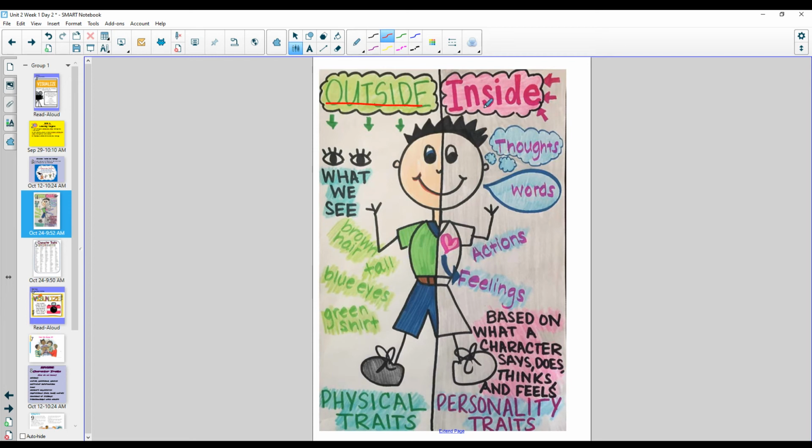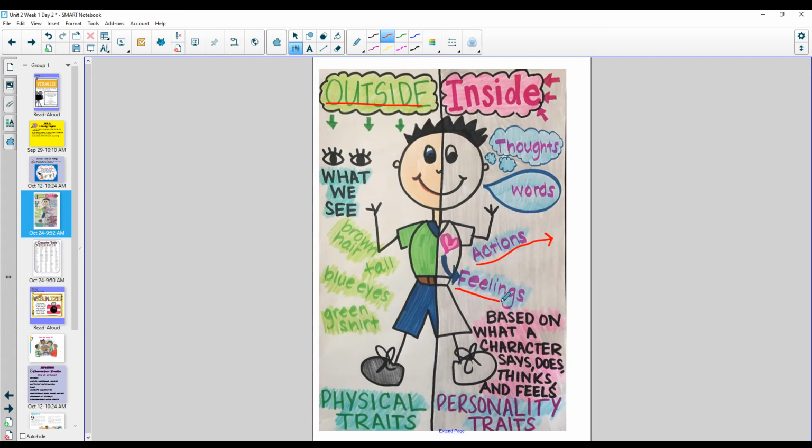But we also have traits that people don't see just on the outside. They're what their thoughts are, what their thinking is, wrong or right. We know what their character traits are by the words they use, so the things they say. We see their actions in the stories. Did they help a friend? Did they walk away? What were they like in a situation? Their actions tell us about what they are like, their character traits.